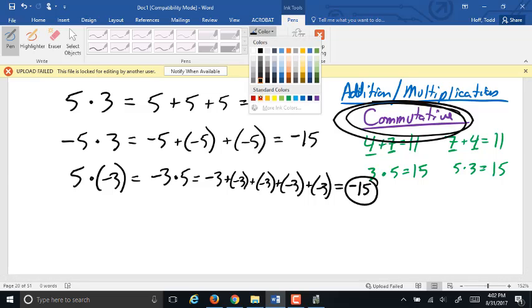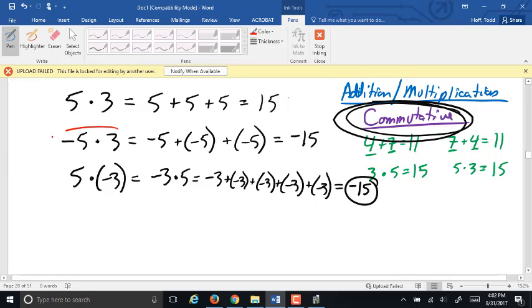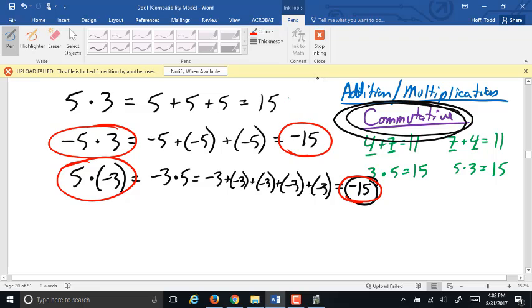Many of you have probably been taught at some point that if you have a negative times a positive, the answer is going to be negative. And if you have a positive times a negative, the answer is going to be negative. And you've probably even been taught this next one. Negative 5 times a negative 3. A negative times a negative has to give you a positive. So negative 5 times negative 3 would be positive 15. Well, the question is, why?